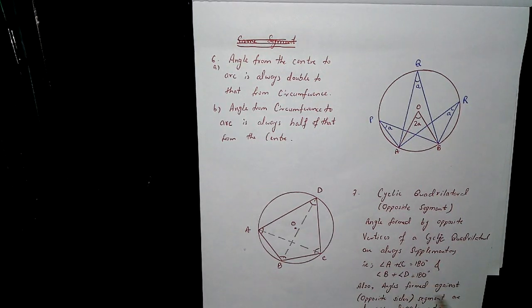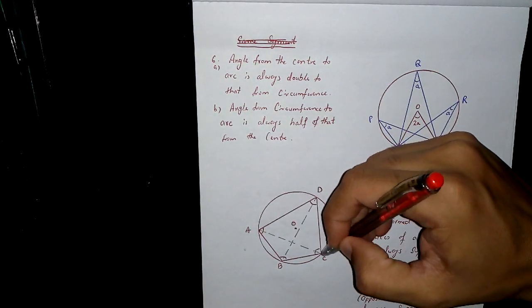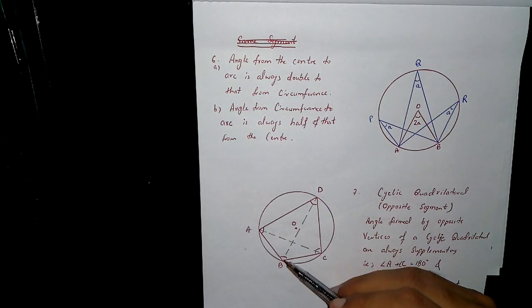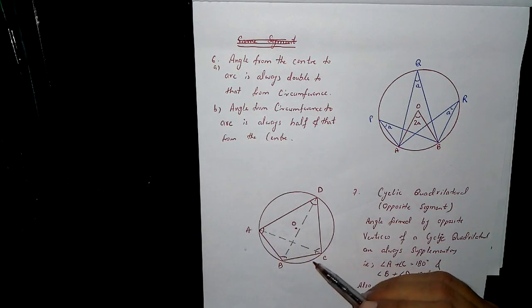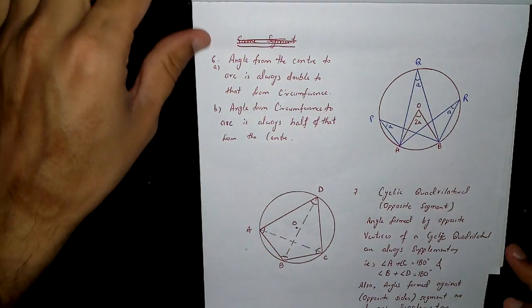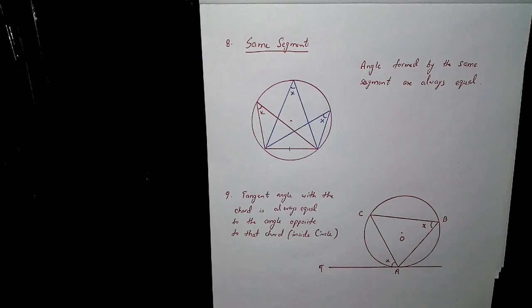Also angles formed against opposite sides, basically this is the segment, and to that side angle D occurs, and to this side angle B occurs. So these two angles are on the opposite side of the segment, so we can sometimes say opposite sides or opposite segment, that is always supplementary. Now we have discussed a similar property before.